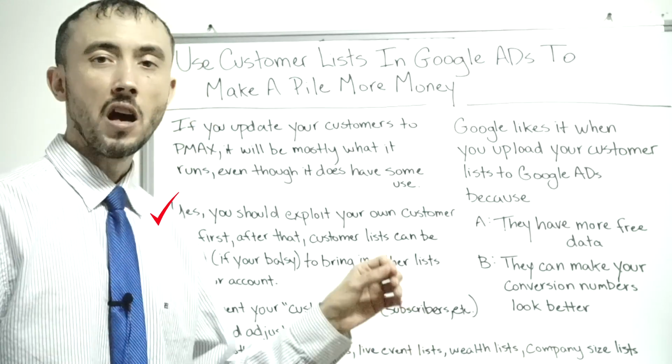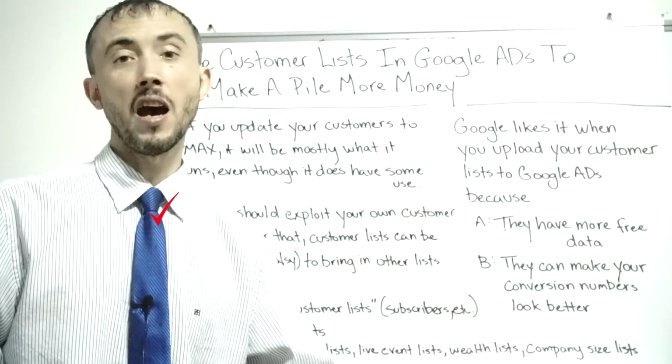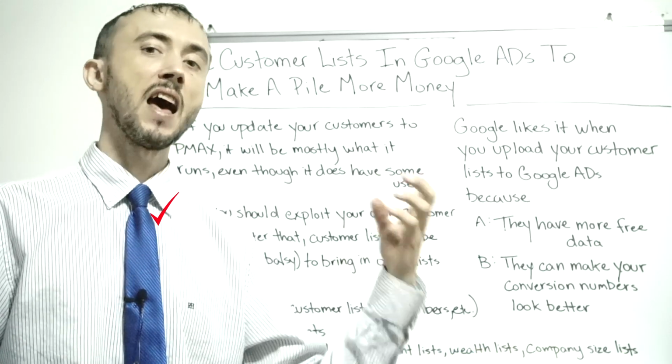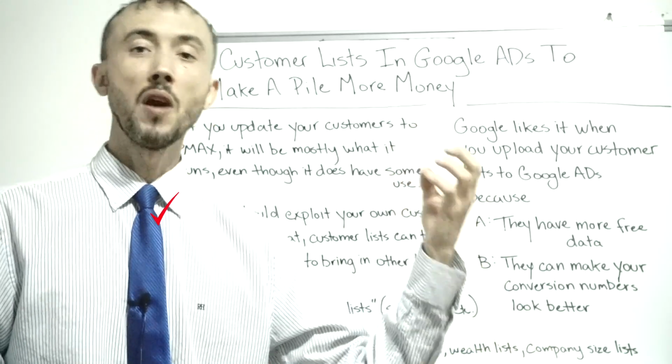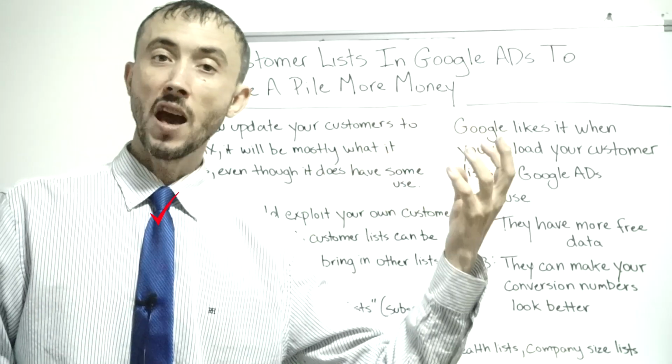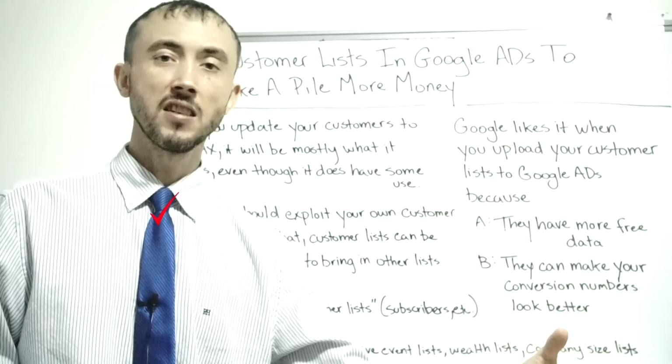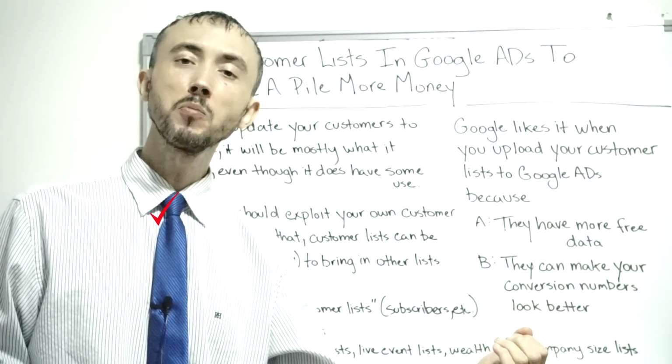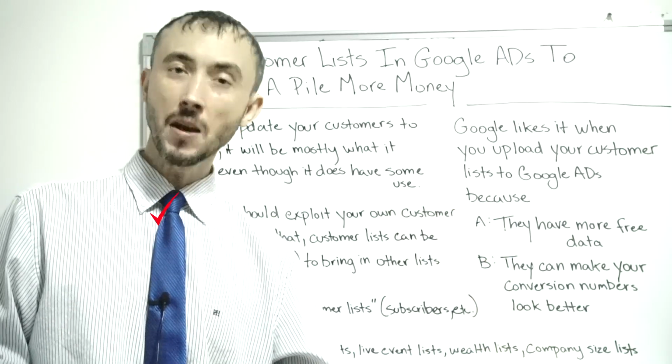Segment it. Customers that have subscribed to your email list, make that a separate list. Customers who haven't subscribed, make that a separate list. Customers who have bought at least 2 times, make that a separate list. Customers who only bought once before from you, make that a separate list.